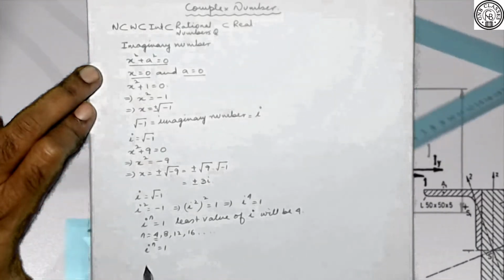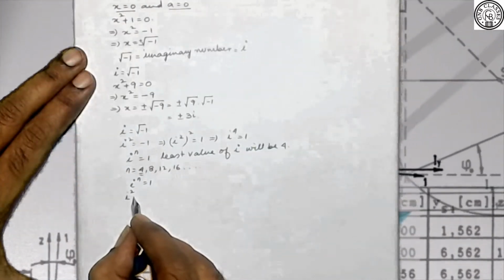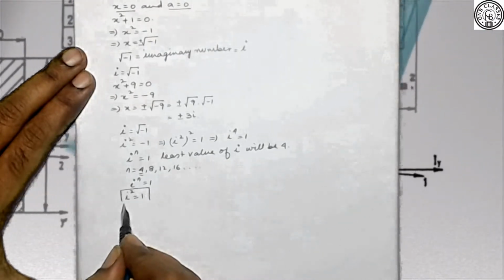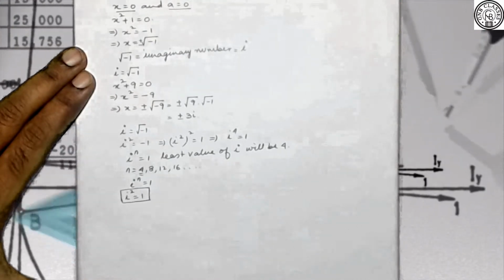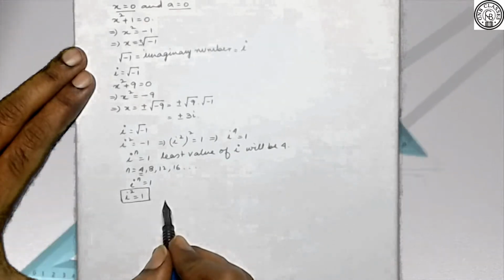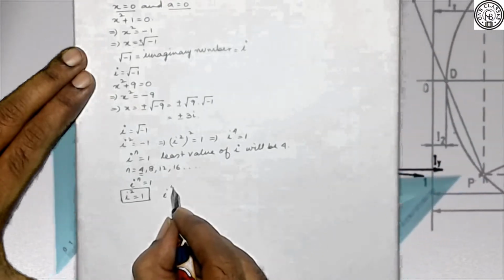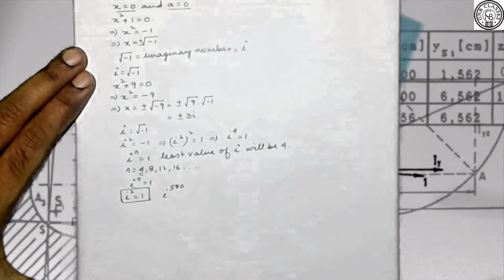Okay. Now, we already got iota square is minus 1. So we will remember this as a formula. Iota square is minus 1. This will help us to evaluate the higher exponent of iota. See, if I ask you what is the value of iota to the power 500.